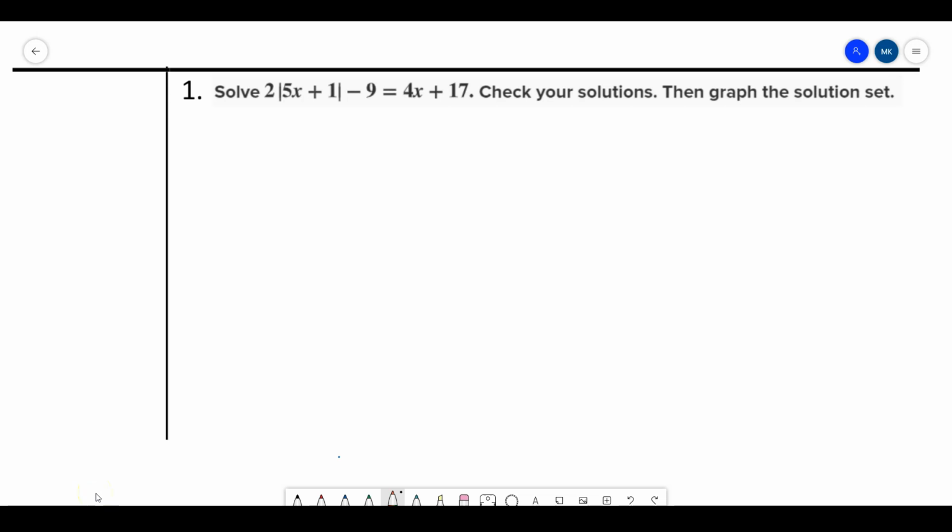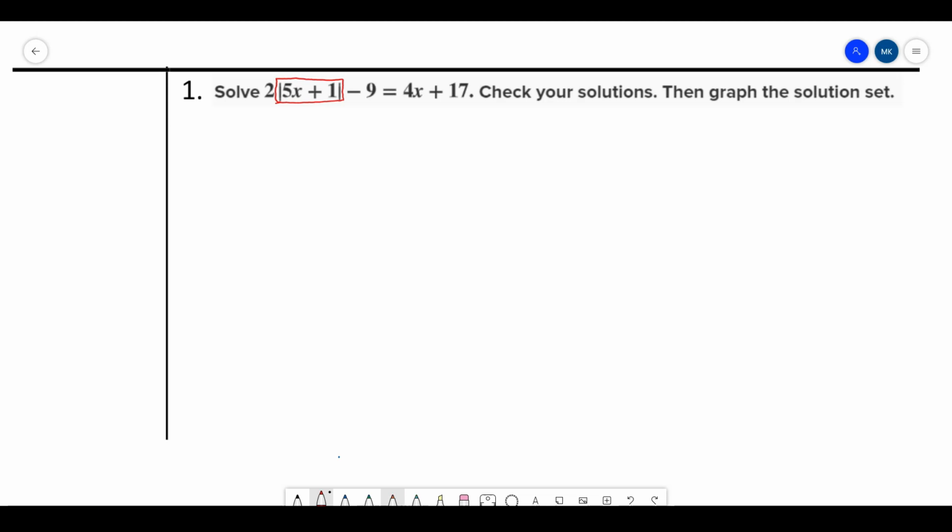All right, so in this problem, we're going to solve an absolute value equation. You can see in this problem, we have an absolute value term. We have 2 times the absolute value of 5x plus 1. I'm going to go ahead and just kind of box that in. So this is the term, that's the absolute value.